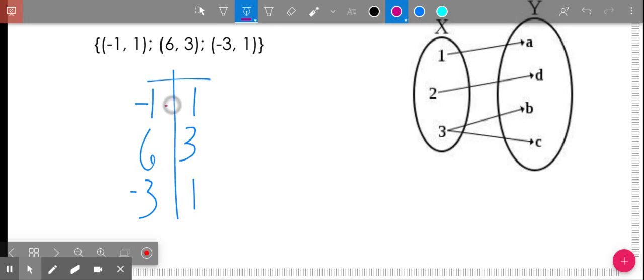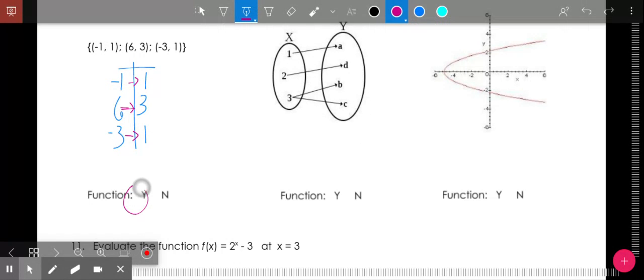If we look at this, notice that -1 only goes to 1, 6 only goes to 3, and -3 only goes to 1. Since each of those inputs goes to exactly one output, we're good. Now, if 6 had gone to 3 and to 1, that would have been bad, but it doesn't, so this is a function. Looking at the next one, 1 goes to A, 2 goes to D, and 3 goes to B and to C. Since 3 goes to 2 different outputs, that's bad. So that one's not a function because each input can only have one output.